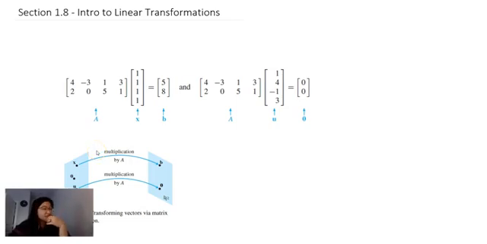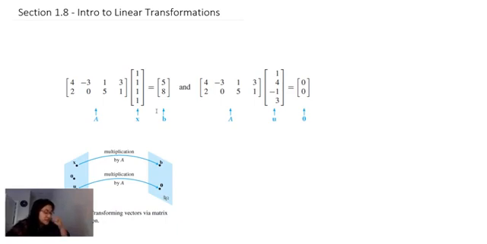Alright, so we're looking at section 1.8, which is an introduction to linear transformations. So we talked about how we have this matrix equation, and then we also have these weighted vectors, and we're just pretty much saying the same thing. It's just different ways of writing the same thing.